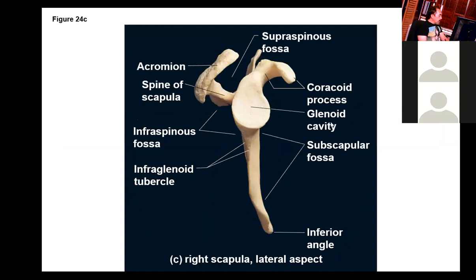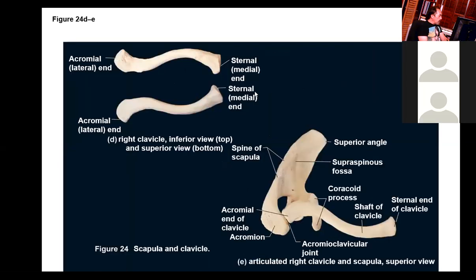Okay, this is the lateral view. What you're seeing right now is the glenoid cavity. So the acromion process is the posterior, and the coracoid process is the anterior. All right, so now we have the clavicle. Remember, I'm looking for the side that goes to the sternum. So the blunt end is called the sternal end or the medial end.